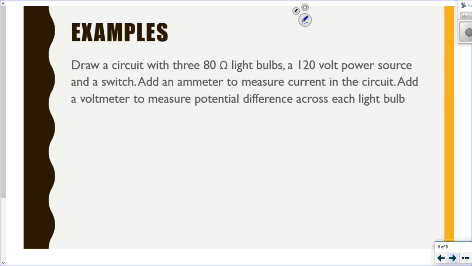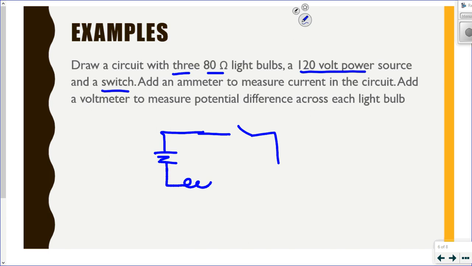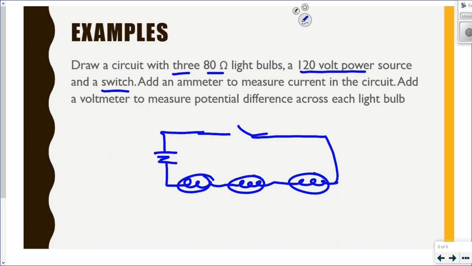Now let's add another layer of difficulty here. I want to draw another circuit now with three 8 ohm light bulbs, a 120 volt power source, and a switch. So the first thing I want to do is just draw my nice little power supply. I'm going to give it a path, provide a switch, and have 3 light bulbs: 1, 2, 3, and come back up. Put some glass around these. We're going to label each one.